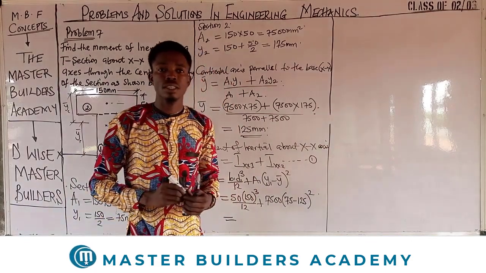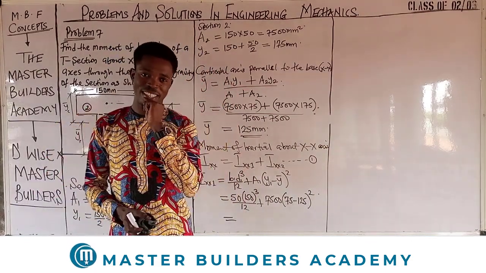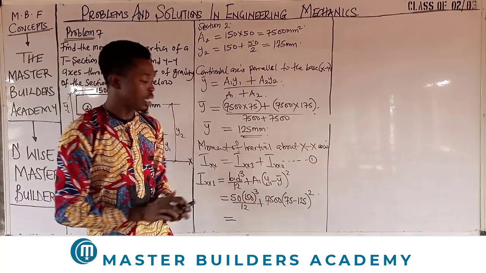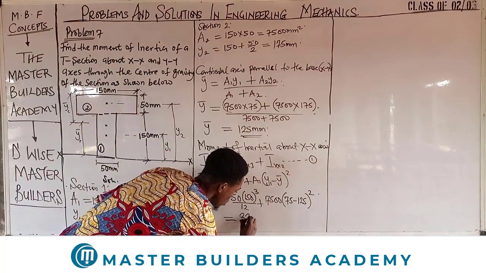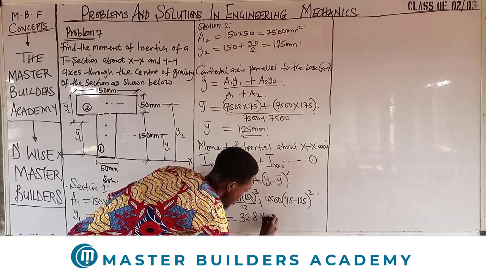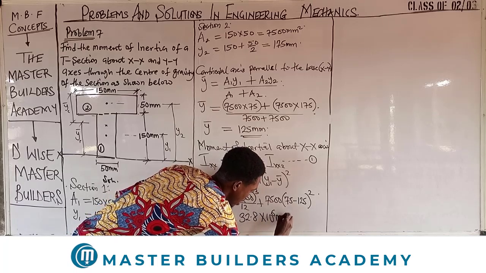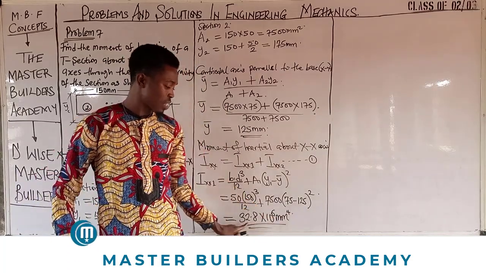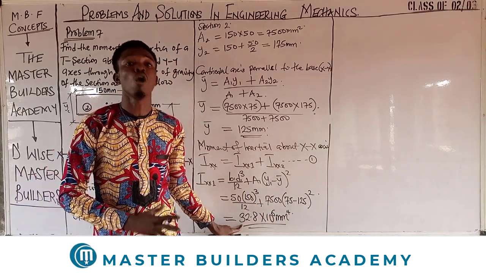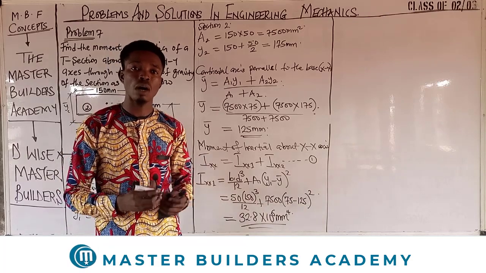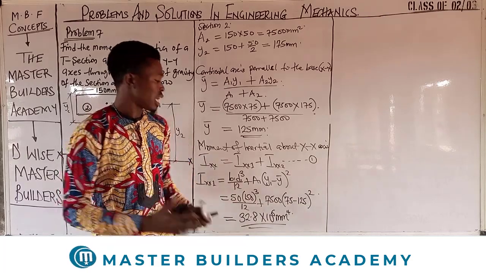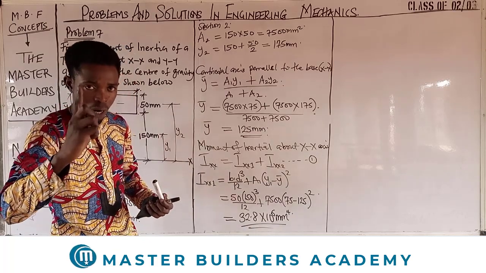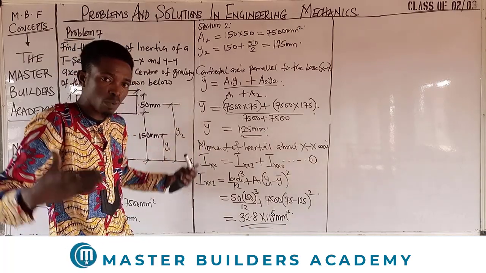Then, guys, when you put these values into your calculator, what you have is 32.8 times 10 raised to the power of 6 mm to the power of 4. This is the SI unit of second moment of area or moment of inertia, power of 4. Now we have successfully obtained the moment of inertia for section 1. Now let's obtain that of section 2. Then we combine them together.